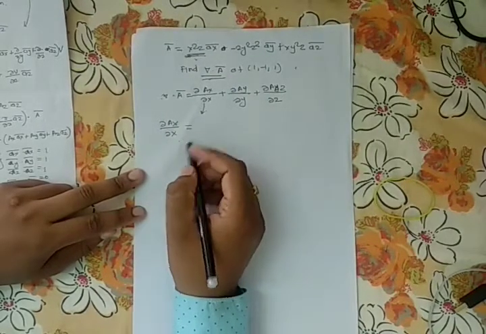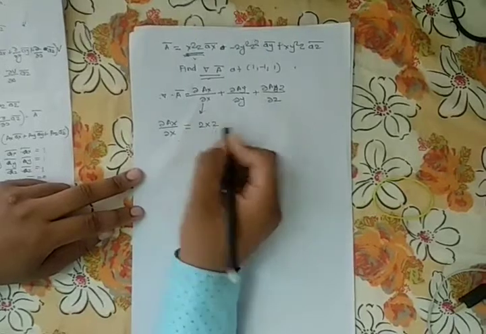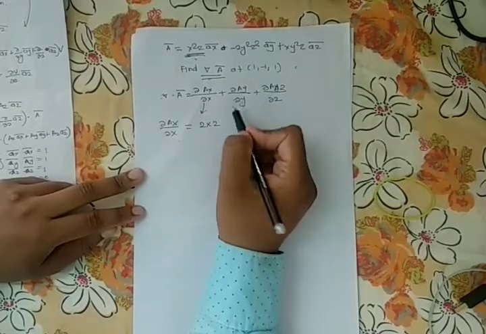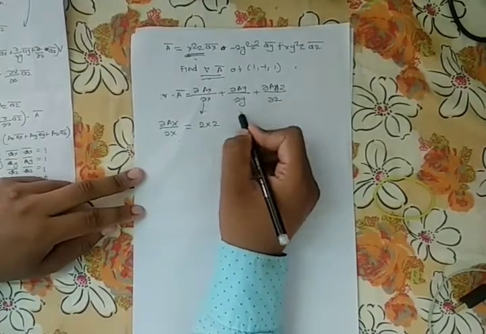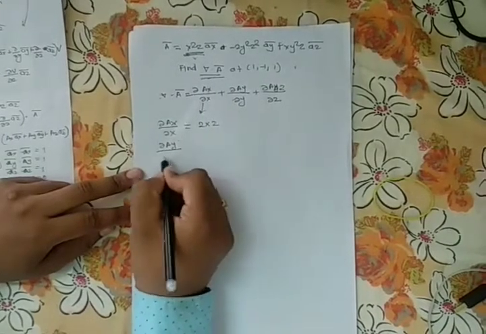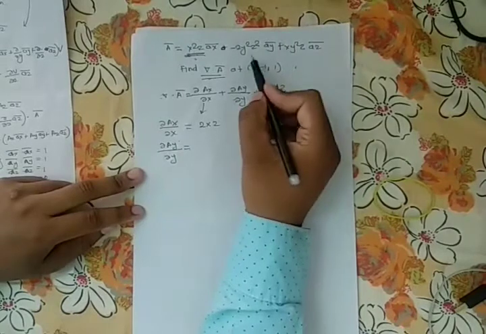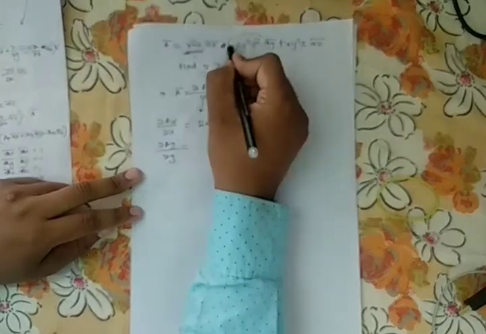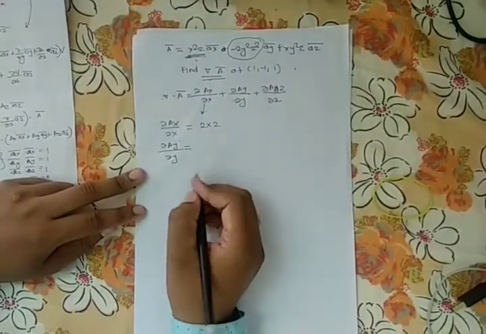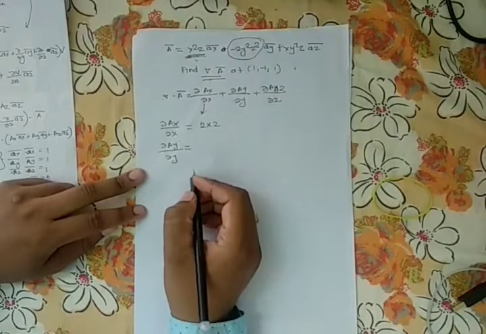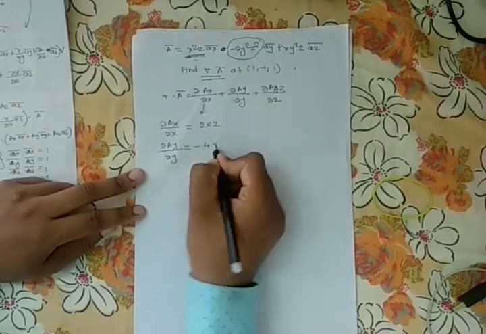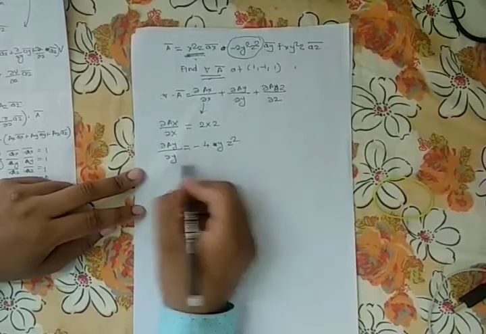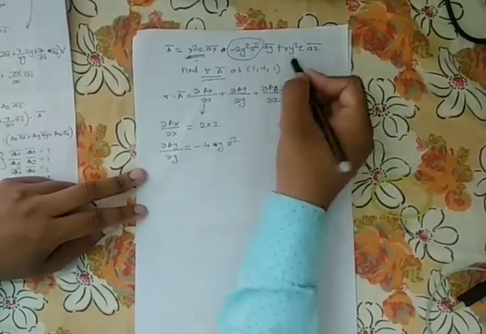So what is the value for this? That is 2xz. Only with respect to x we are calculating. So 2xz. Next is this, ∂Ay/∂y we have to calculate. Now only with respect to y we have to calculate. So the minus sign also you have to consider. So what is the value of that? That is minus 4y z square. So that is for the second.